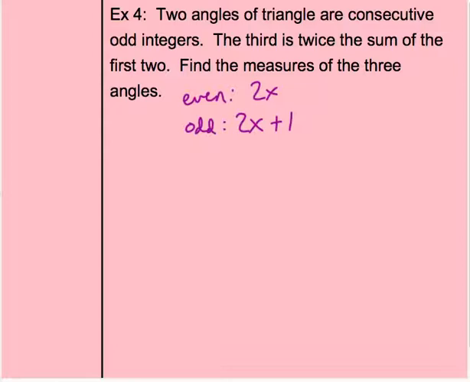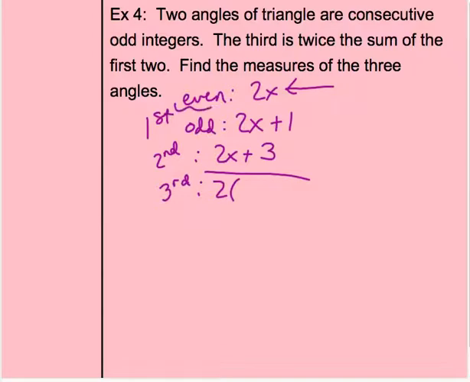Okay, so 2 angles of a triangle are consecutive. Consecutive means in a row. So this is our first odd integer. The next odd integer will add 2, because if you add 2 to an odd number, it will remain odd. So think about that, make sure that makes sense to you. And our third angle is twice the sum of the first 2. So if I add the first 2 angles together, remember we're not adding this one. That was just our example for how we got our odd angles. So we've got 4x plus 4 times 2 will give us our third angle.